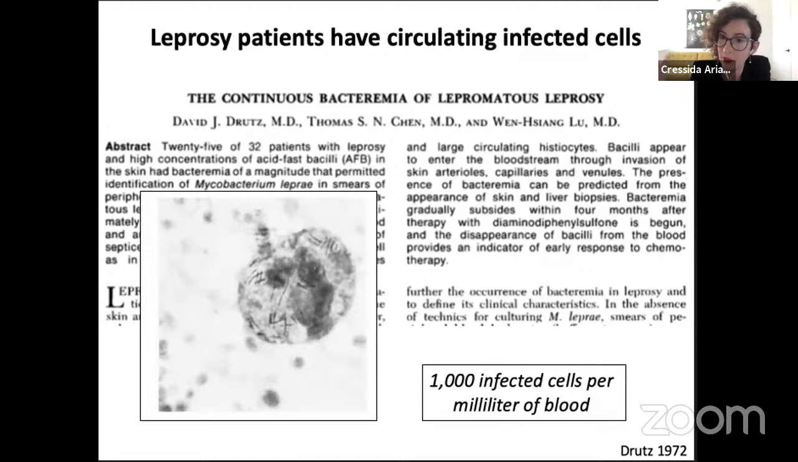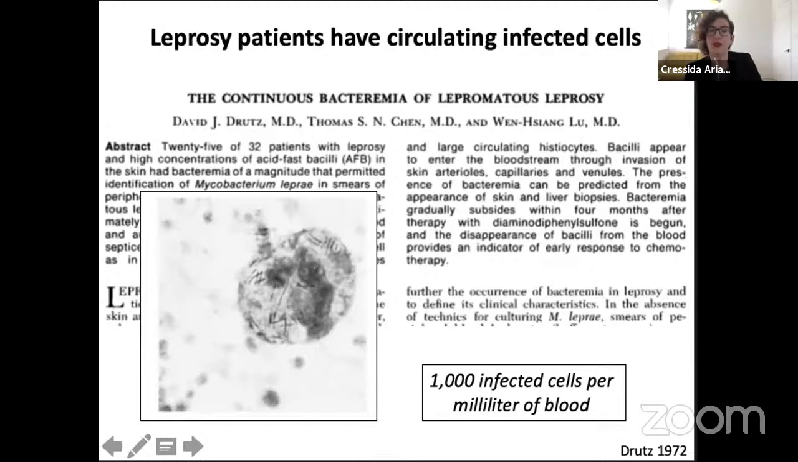It's not constant, but it seems to happen, especially in lepromatous patients. And the cells that these bacteria are inside of really look very similar to monocytes, or at least a myeloid cell, although these cells were never identified in these early papers. And so, leprosy patients can have up to 1,000 of these infected cells per milliliter of blood. And I'll come back to this point later when we discuss the mechanism that we've uncovered, because we believe that these myeloid cells are playing a very important role in the neuropathogenesis of this disease.